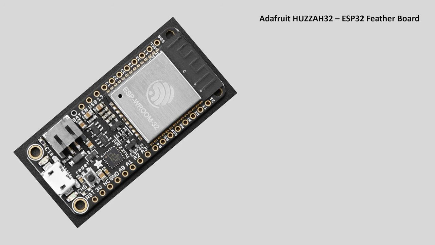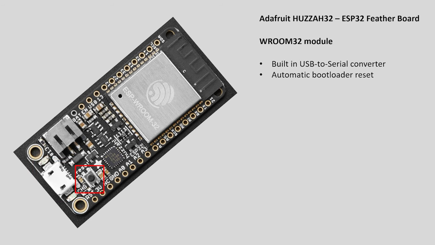Today, I am using Adafruit HUZZAH32, which is an ESP32 Feather board. The board is Adafruit ESP32 based Feather made with official WROOM32 module. Adafruit packed everything about the feathers: built-in USB to serial converter, automatic bootloader reset, lithium ion polymer charger, and just all of the GPIO brought out so I can use it with any of our feather wings.